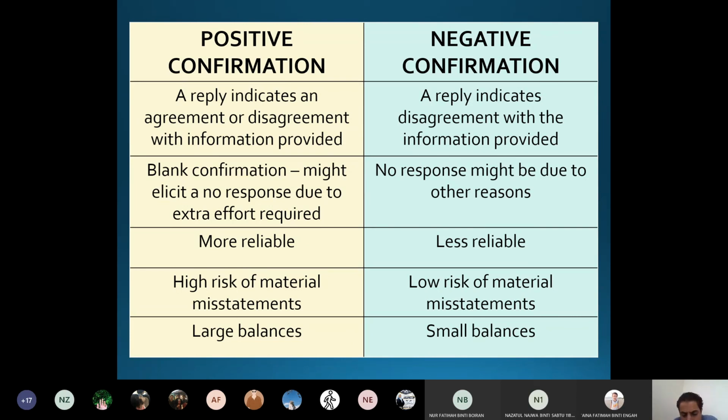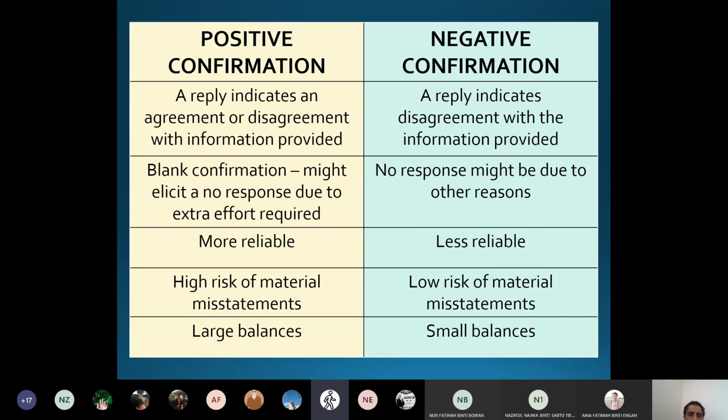Maybe I have two students. Can I have two students, one student to read positive confirmation, one to read negative confirmation, please? One to read positive and one negative. So the first point in positive, please start.